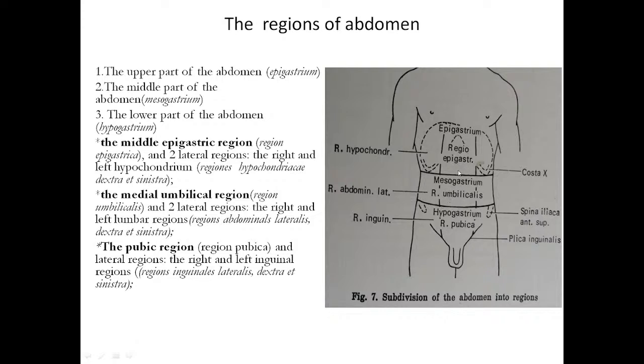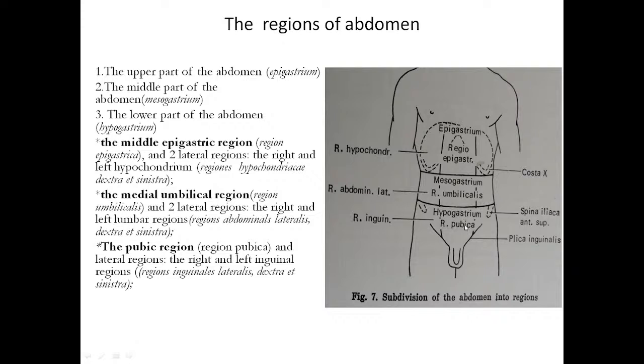a medial umbilical region, regio umbilicalis in Latin, and two lateral regions, right and left lumbar regions. This is Latin, regionis abdominalis lateralis, dextra and sinistra.